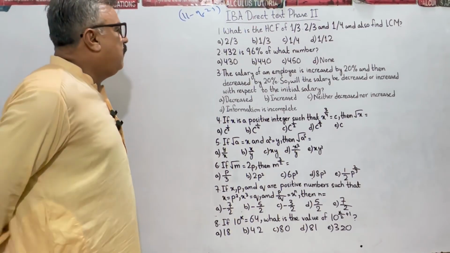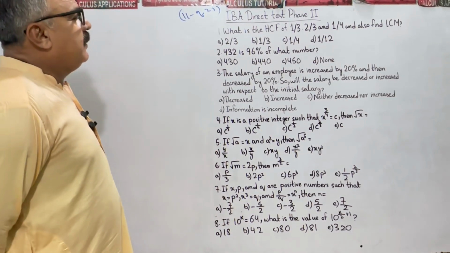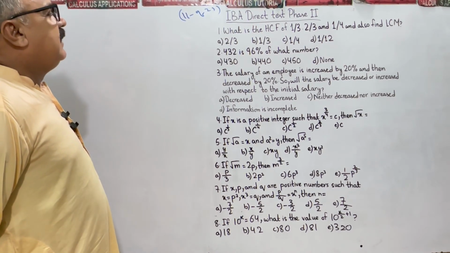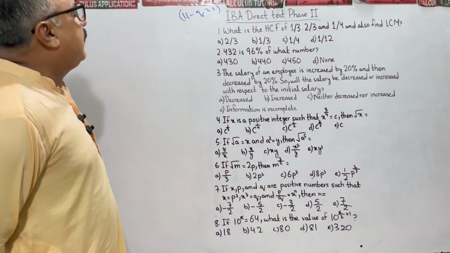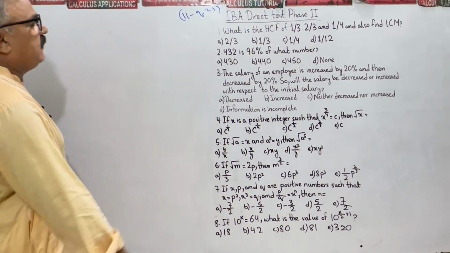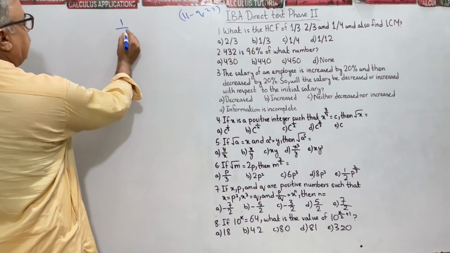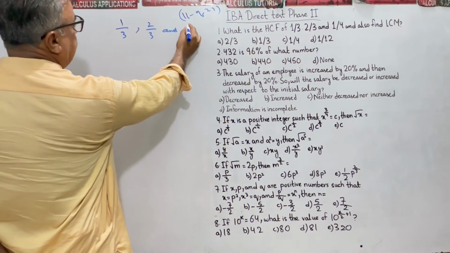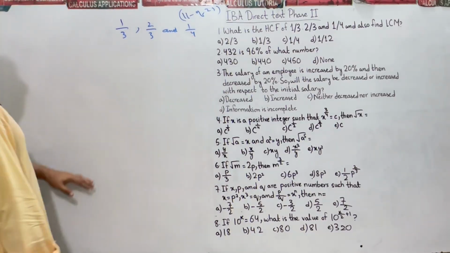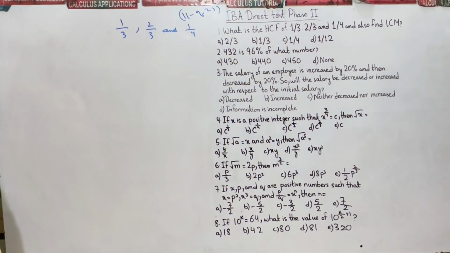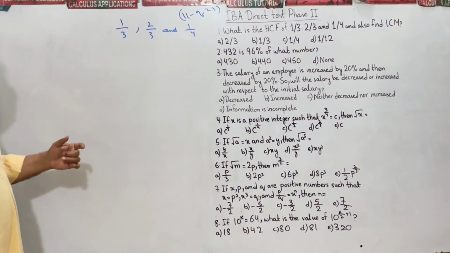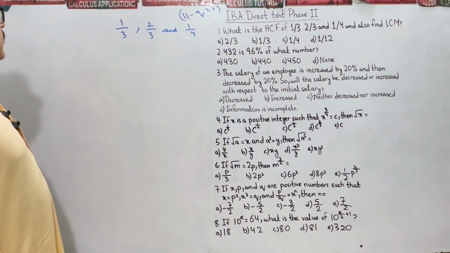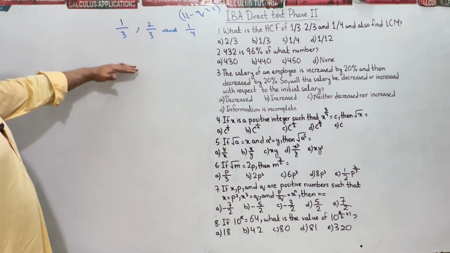What is the HCF of 1 over 3, 2 over 3 and 1 over 5? How to find the highest common factor of fractions, and let me also give you an idea about LCM. We have the given numbers 1 over 3, 2 over 3, 1 over 5 and 1 over 4. How to find the HCF, the greatest common divisor, in the case of fractions.